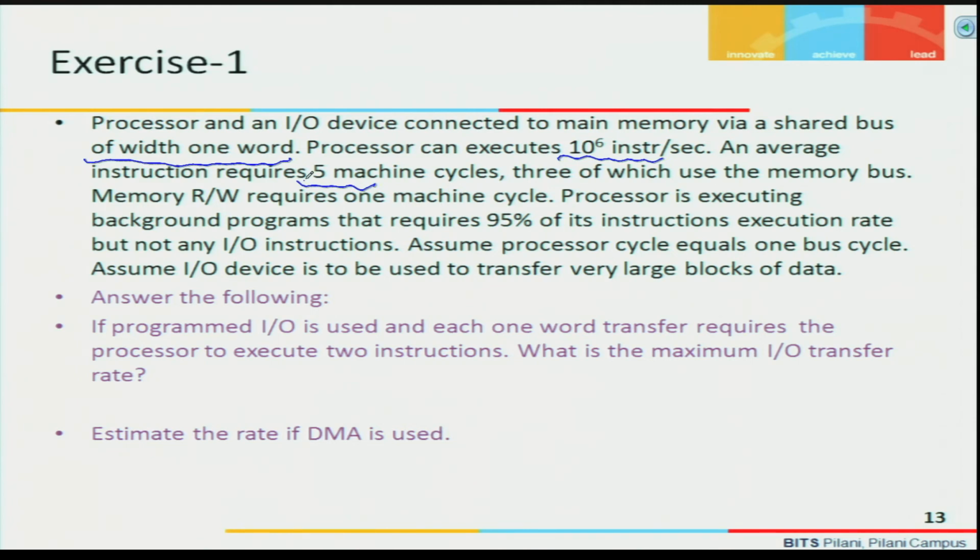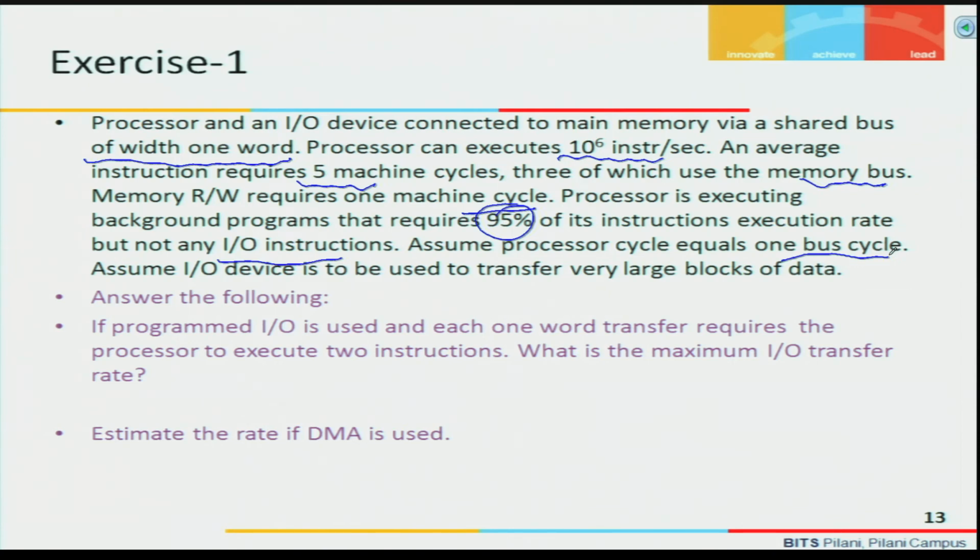Out of these, 3 are used for the memory bus. That means memory access is there in 3 cycles, and in the remaining 2 cycles there is no memory access. A memory read or write requires 1 machine cycle. The processor is executing background programs that require 95% of its instruction execution rate, but not any IO instruction. Only the background work, maybe processing related, no IO activity. Assuming a processor cycle equals 1 bus cycle, the duration of the cycle of the processor and the duration of the cycle of the bus are both equal.